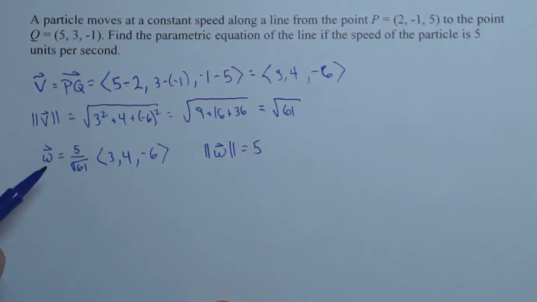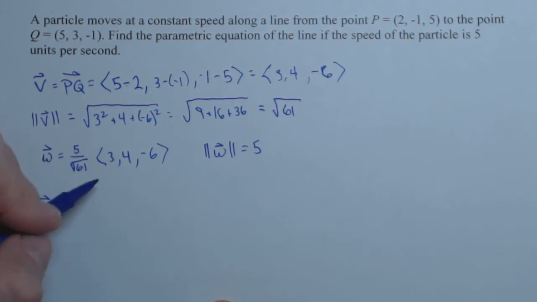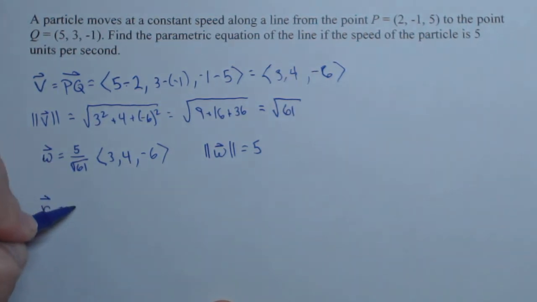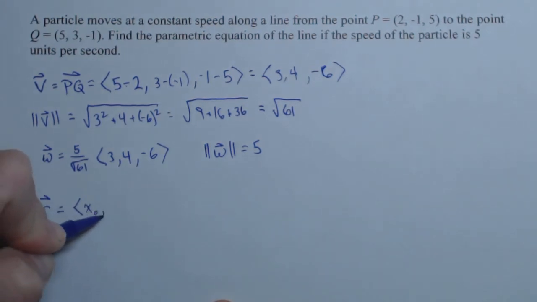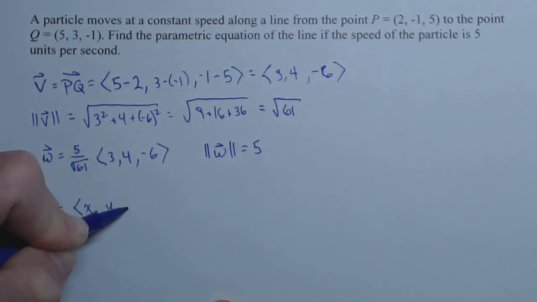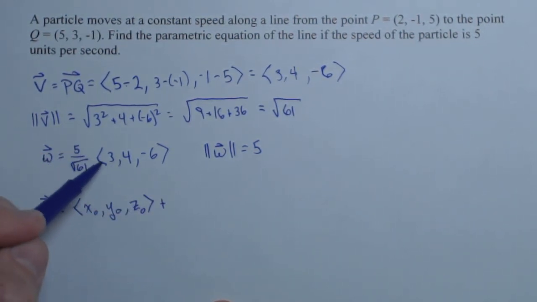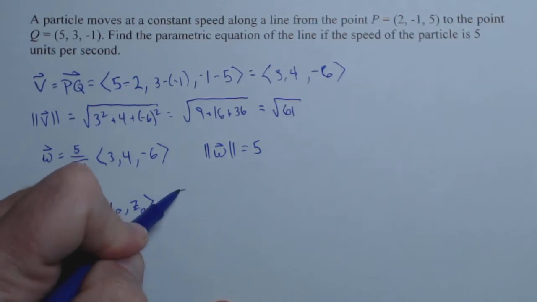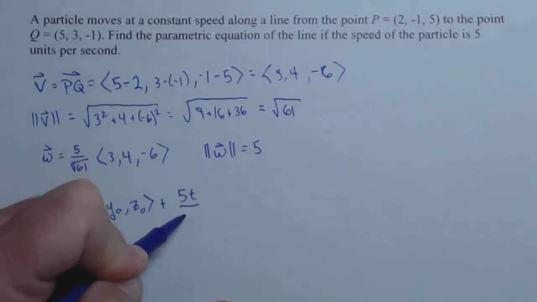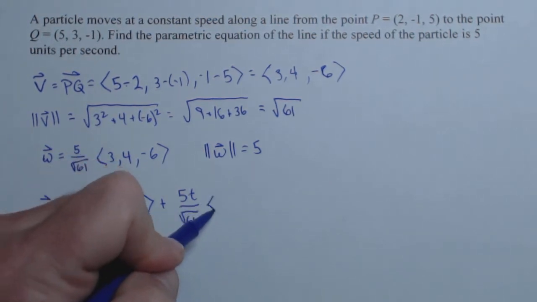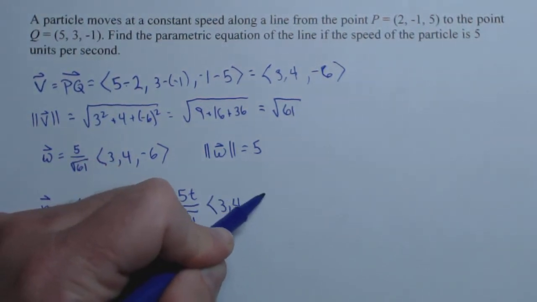So basically what we're going to do now is the antiderivative of this. So when I'm going to find R, the position vector, it's the antiderivative of W, which would be some initial position, x0, y0, z0, plus, basically these are all constants, so I would just add in a t, and I'm just going to add it out front, 5t over square root of 61 times 3, 4, negative 6.